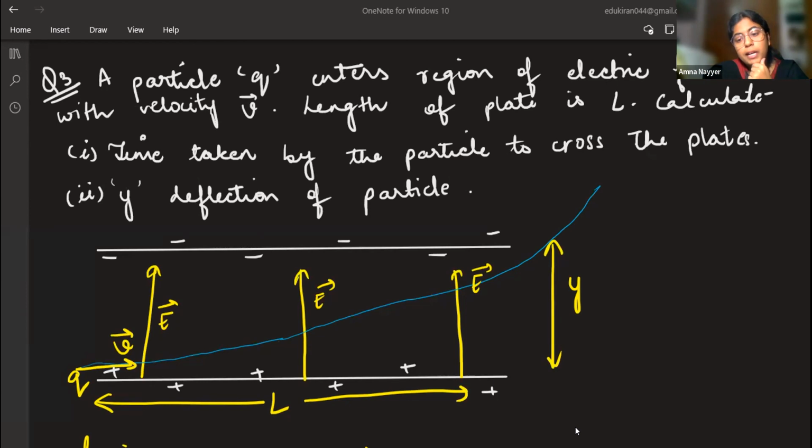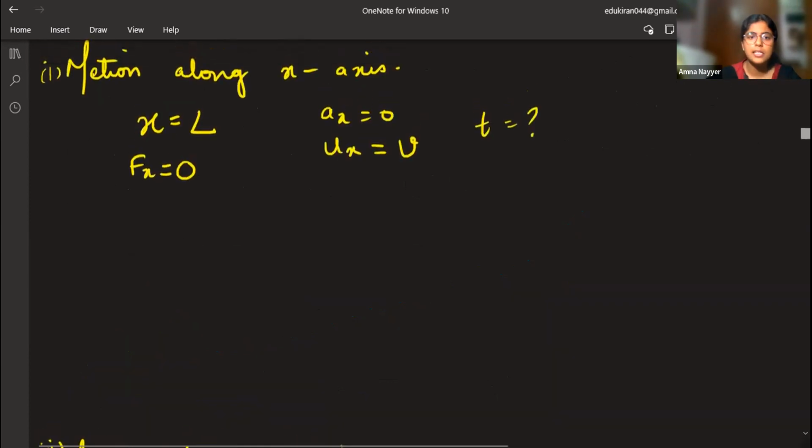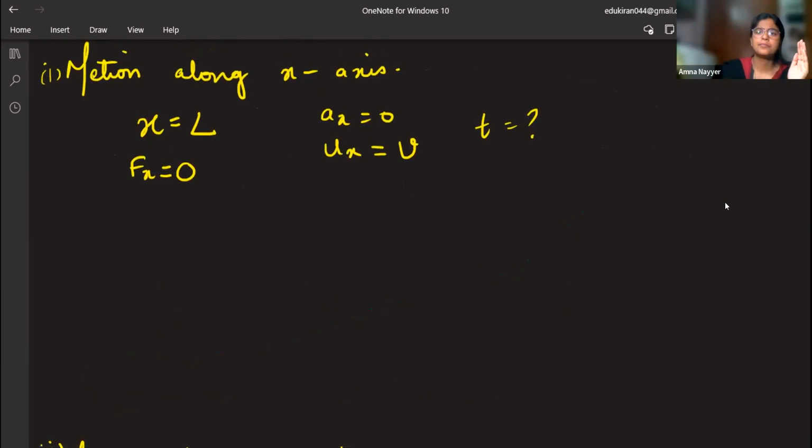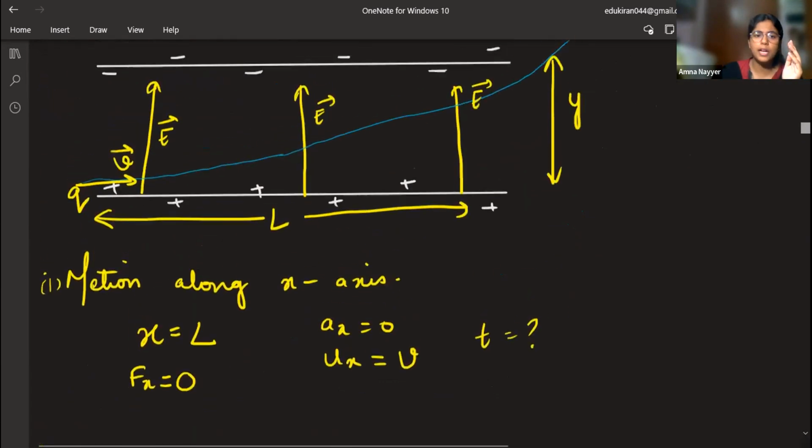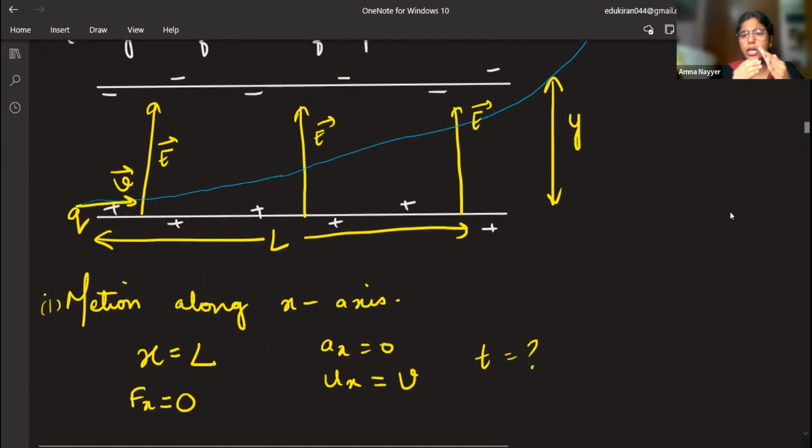Now, for the first part, you have to find out the time taken by the particle to cross the plate. So firstly, write down every detail that you have, across the x-axis separately and across the y-axis separately. We'll write about the motion along the x-axis. Just focus on the x-axis. See here, class. Look at this figure and what I've written. What will be the separation covered along the x-axis? L, the length of the plate, that is L.